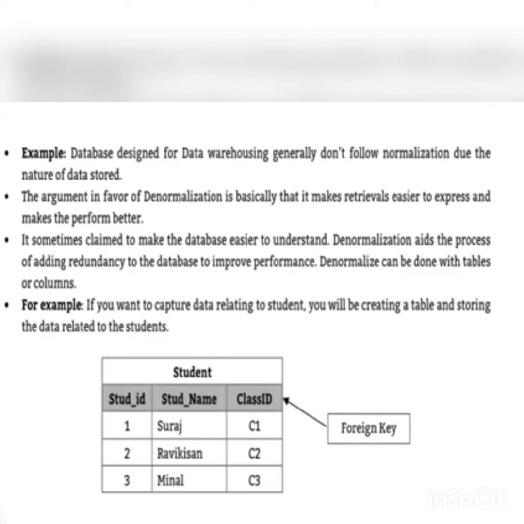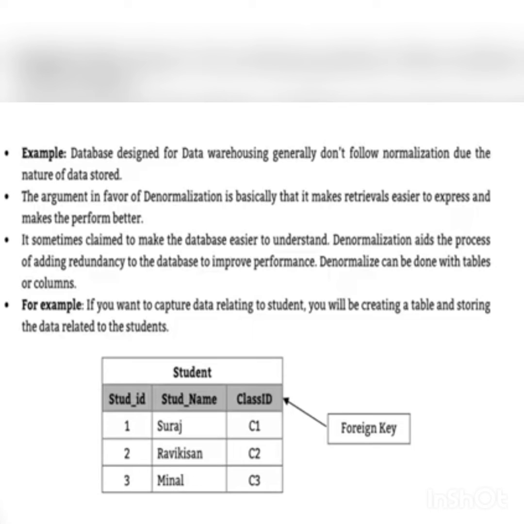Databases designed for data warehousing generally don't follow normalization due to the nature of the data stored. The argument in favor of denormalization is basically that it makes retrievals easier to express and makes performance better. It's sometimes claimed to make the database easier to understand. Denormalization aids the process of adding redundancy to the database to improve performance. Denormalization can be done with tables or columns.